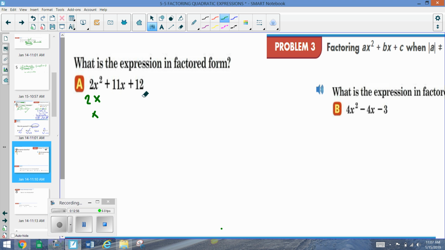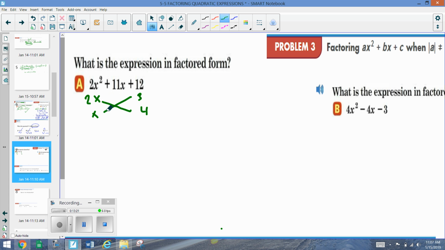Okay, 2x and x. Tell me, what is that? So 8 and 3. You'll see. Okay, 12. What are the factors of that? X is 3. 3 and 4. 8x, 3x. Wow, look at that.